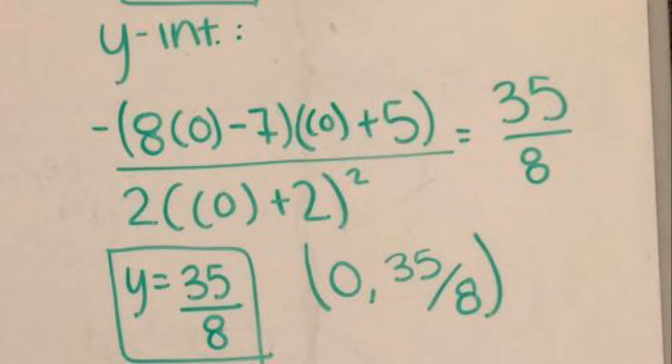Now, for finding our y-intercept, the only thing we need to do is to evaluate our function at 0. This process will give us our y-intercept, which is 35 over 8, and its coordinate will be (0, 35/8).